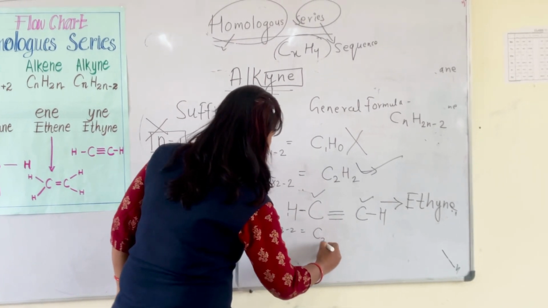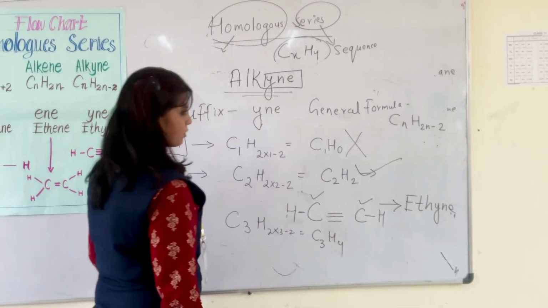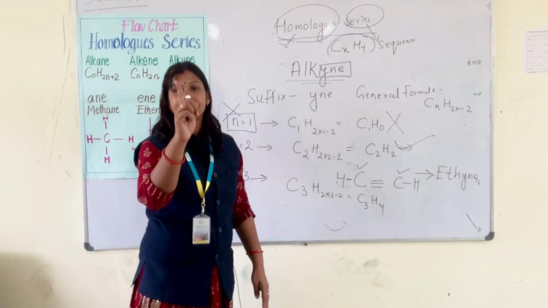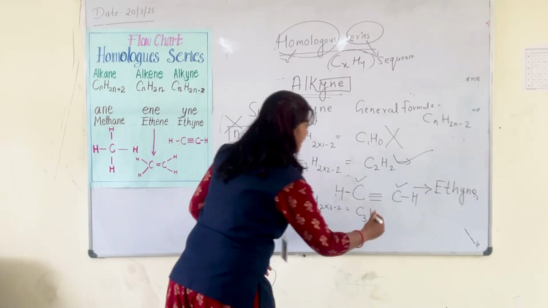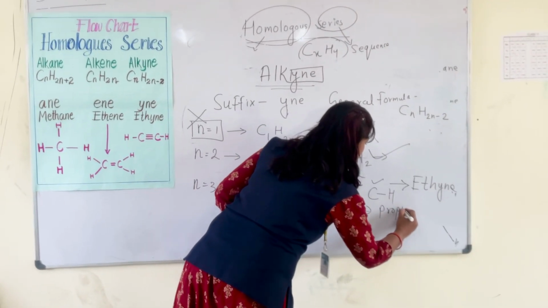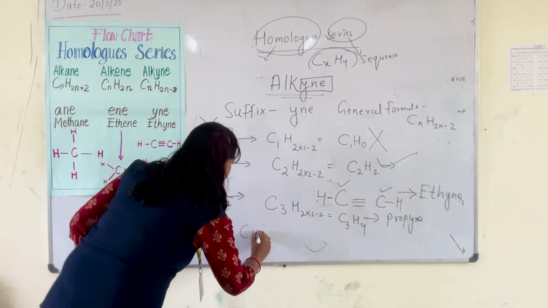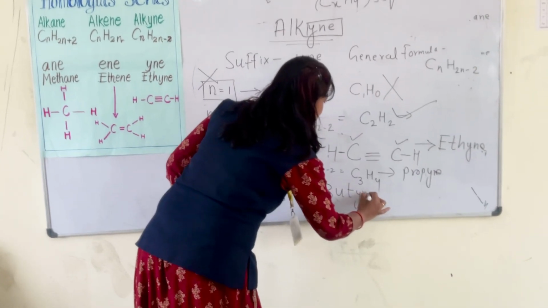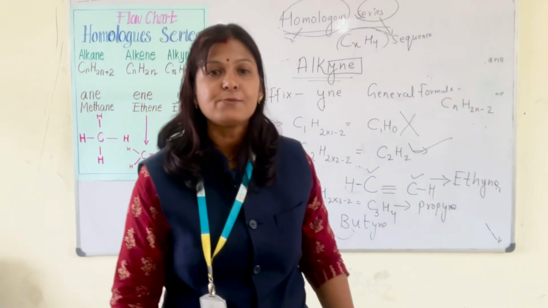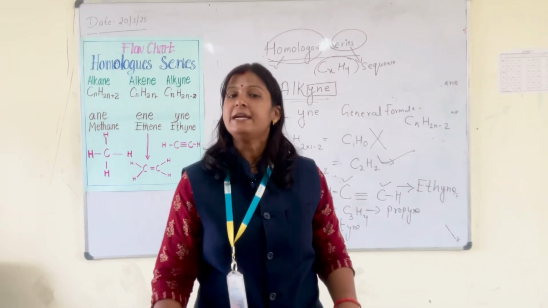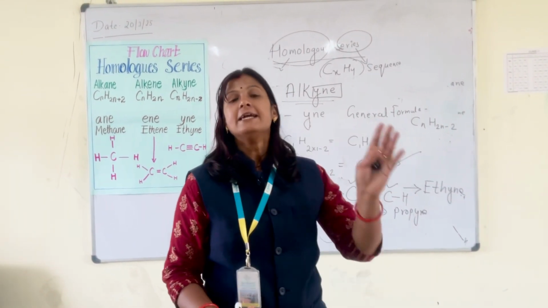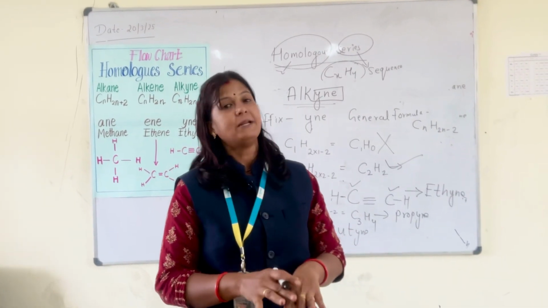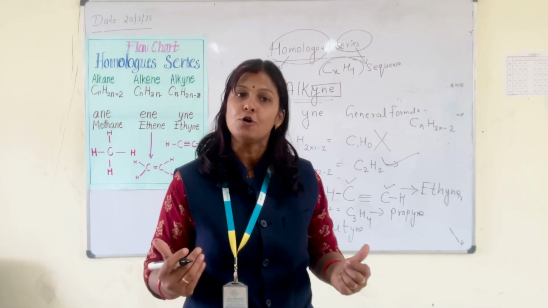Next, when we put n equal to 3, you put here C3, hydrogen 2 into 3 minus 2, that is C3H6 minus 2, H4. So how is it increased? Hydrogen is increased by 2 and carbon is increased by 1. Same series: ethyne, then propyne, then C4H6, butyne. So if anybody asks you what is the first member of the alkyne or alkene series, it is not methene, not methane, it is completely ethene and ethyne. Why is it not possible? Because carbon is not at all stable when n equal to 1.